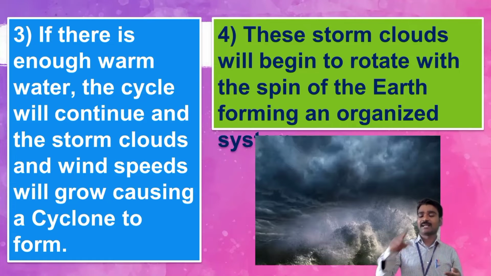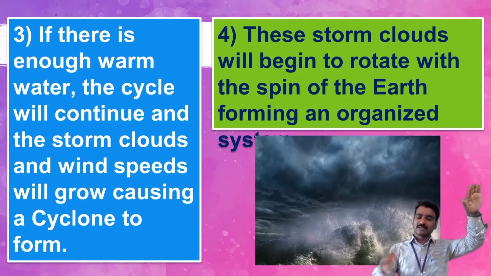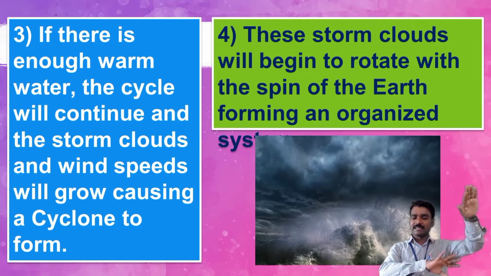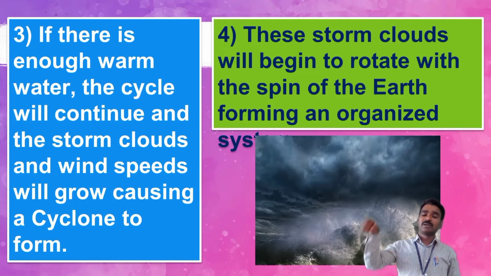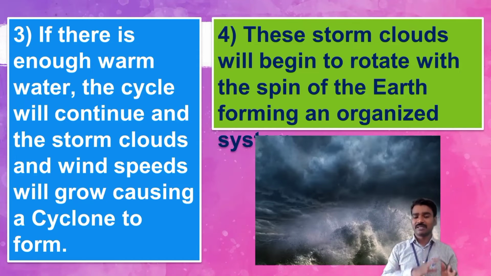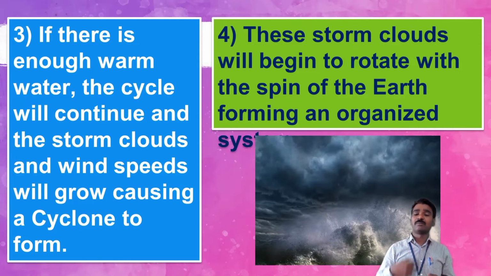This cycle continues. The cooler air travels toward the warm ocean. As the ocean is warm, this cooler air will also become warm. This will rise up. It will leave the ocean. Thus the low air pressure zone will be created. This low air pressure zone again will be replaced by cooler air. Cooler air again will become warm. It will rise up. It will leave the surface. So this cycle continues. The speed of the wind or the air will increase.